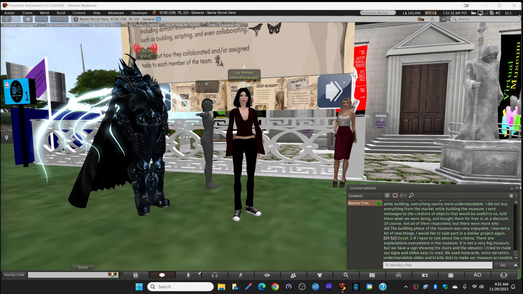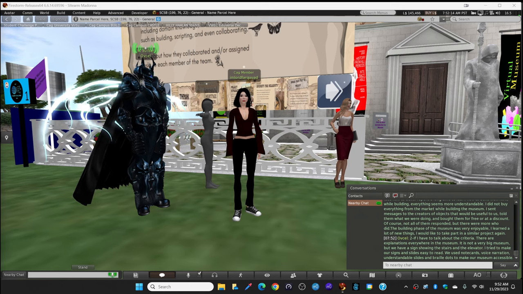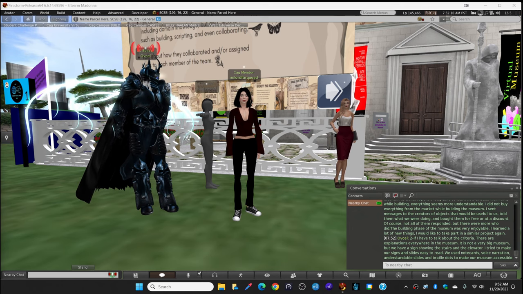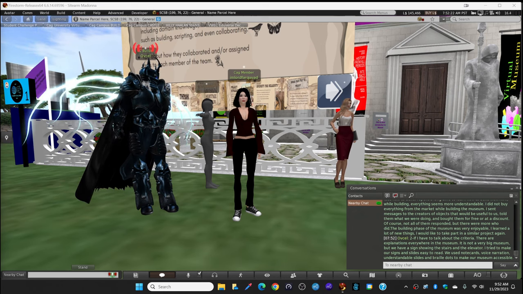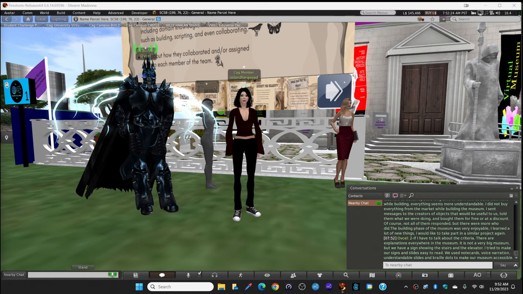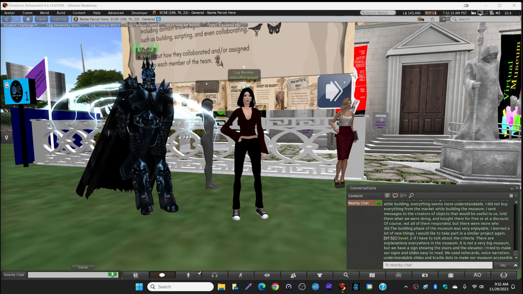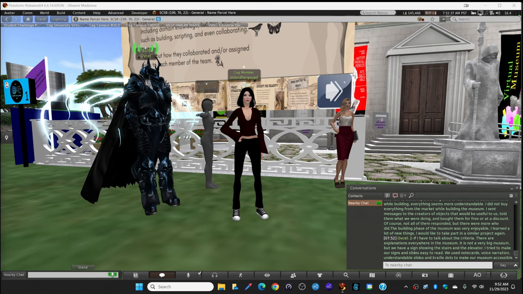If I have to talk about criteria, there are explanations everywhere in the museum. It's not a very big museum, but we have a sign showing stairs and elevators. I tried to make sure our signs and slides are easy to read. We use note cards, voice narration, understandable slides, and braille dots to make our museum accessible.